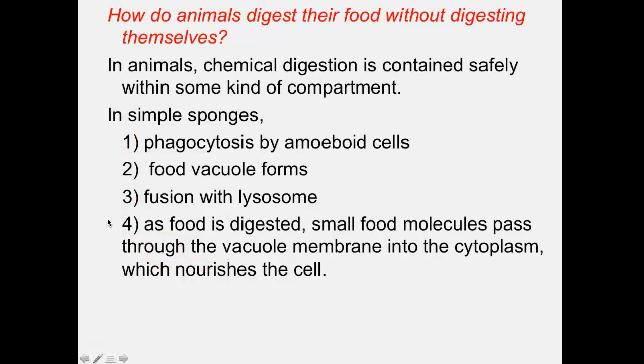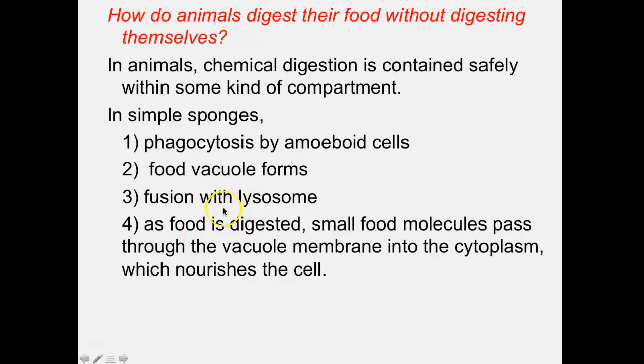So if you look at Roman numeral three for digestion cavities, letter A is food vacuoles. This is in simple sponges. Remember sponges from the last chapter, they have specialized amebocytes that take in food via phagocytosis. And then inside of those amebocytes, they're going to create a food vacuole. So it's going to have a small vacuole, kind of like a vesicle with a phospholipid membrane.